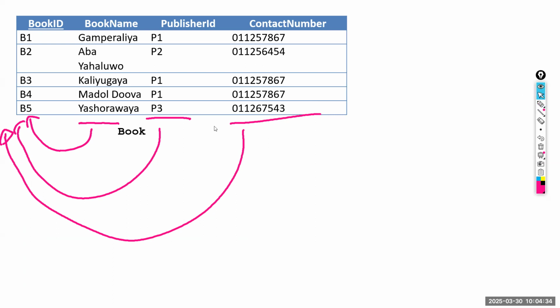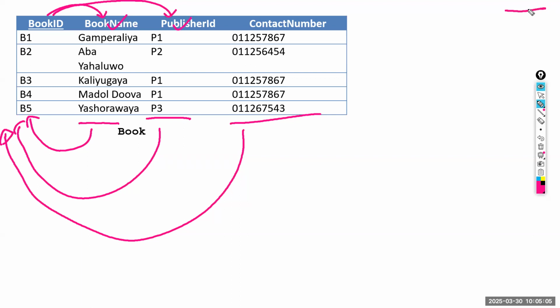Okay. So book ID determines book name. So there's no issue like that. Obviously, when you know the book ID, you know the book name. So that is a direct dependence. Or your book name depends on book ID directly. So that is fine. Your book ID determines the publisher, or the publisher is determined by book ID, direct dependence. That is also fine.